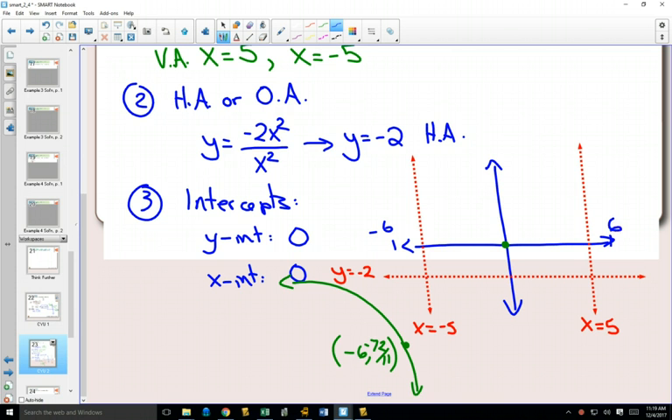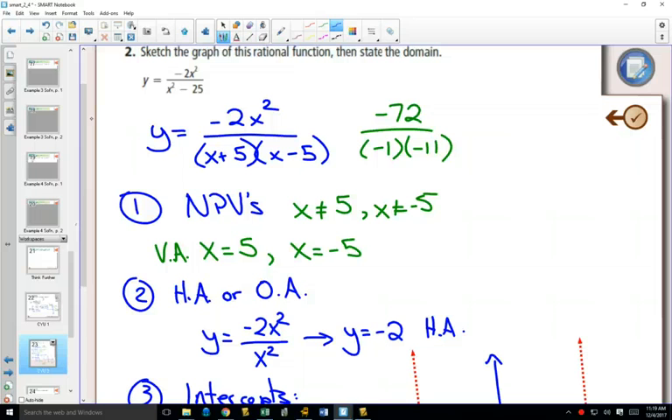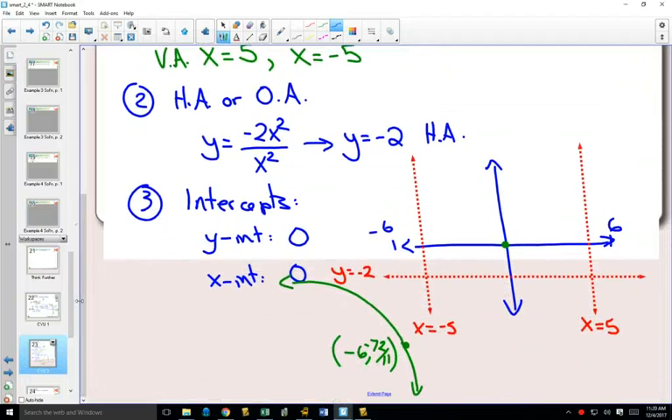Let's plug in 6. Can you see that when you plug in 6, you'll still get negative 72 on the top, and plugging in 6 here would give me 11 and 1, and so we get the exact same point on the other side. So we get positive 6 and negative 72 over 11 on this side as well.